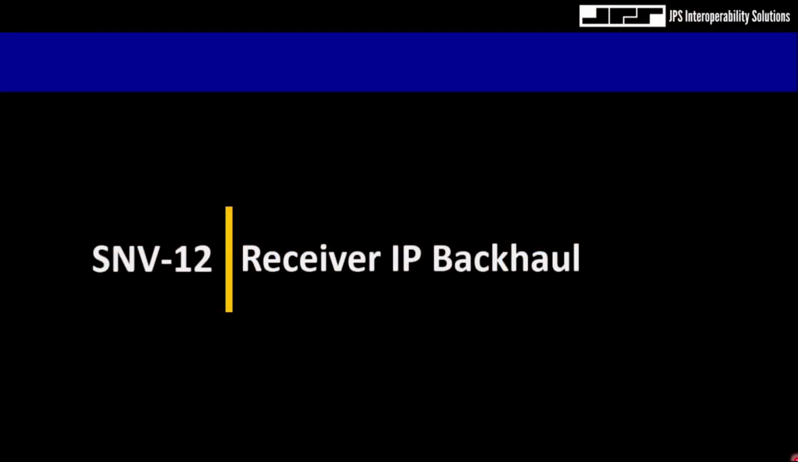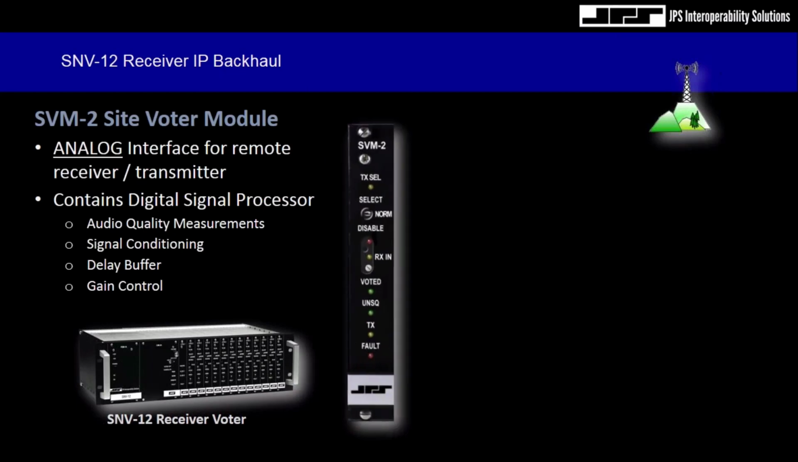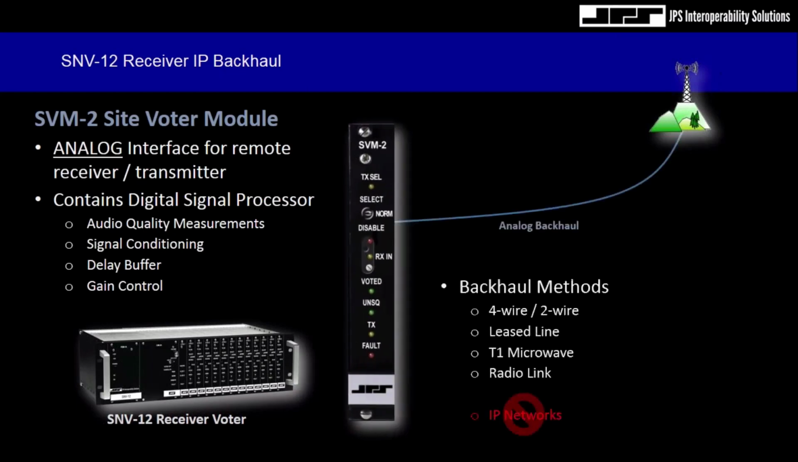Receiver IP backhaul, particularly with the SNV 12. As you probably already know, we do have a solution that allows us to vote over IP links. This is a close-up of our analog SVM site voter module. It is an analog module that supports a single receiver transmit site, and there are 12 of them on the right side of the voter. You can stack 3 of these voters to support up to 36 receiver sites. We can go beyond that by doing multiple tier voting.